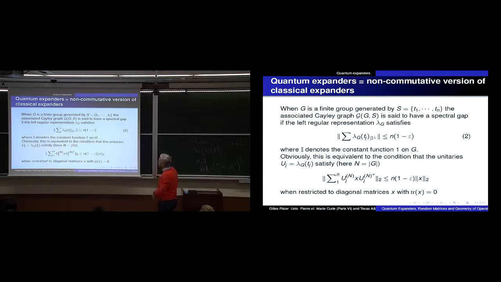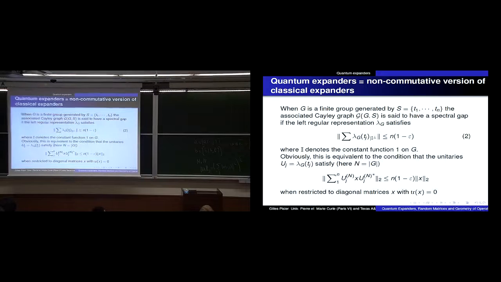Certainly what I'm writing here corresponds to a very classical example of expander. So you have an expander when you have a finite group, which will have arbitrarily large cardinality. So it's a finite group, but the number of elements tends to infinity. You have to think of it like that. The number of generators is this degree, which is fixed, S. And then the norm of just the sum of the translation by the generators. So lambda G is the left regular representation.